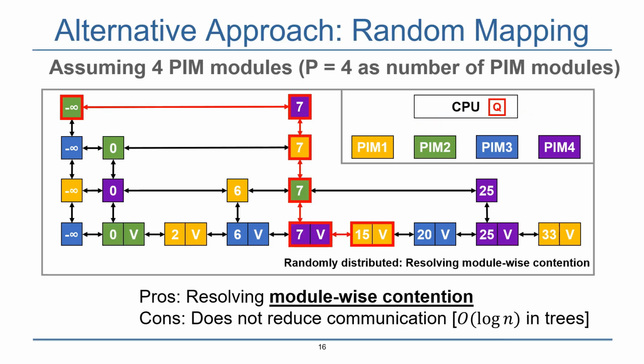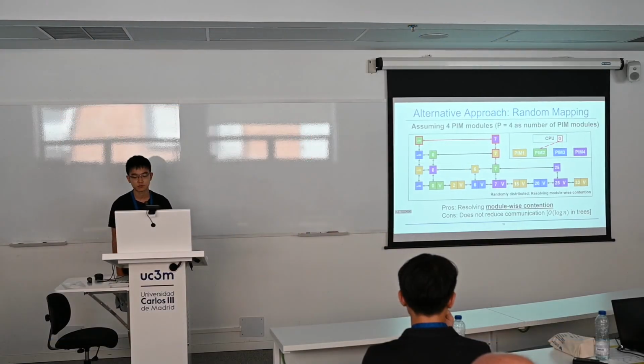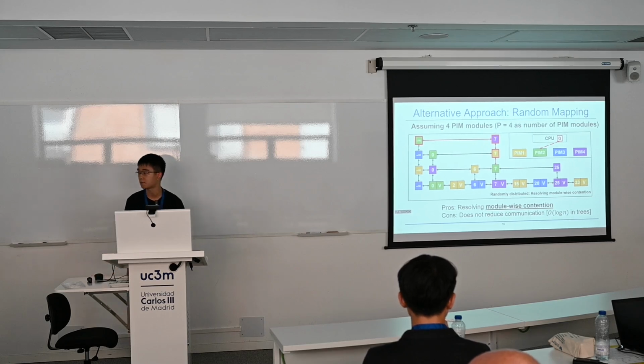As you can see, the drawback of this solution is its poor data locality. While most pointers are remote, a single search requires all log n rounds. In fact, there's no asymptotic communication reduction compared with traditional non-PIM architecture.